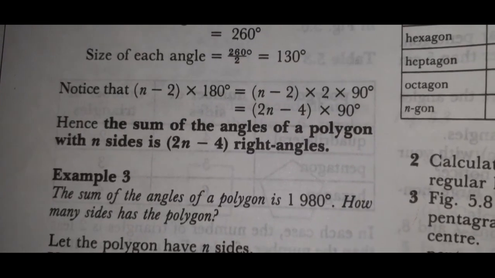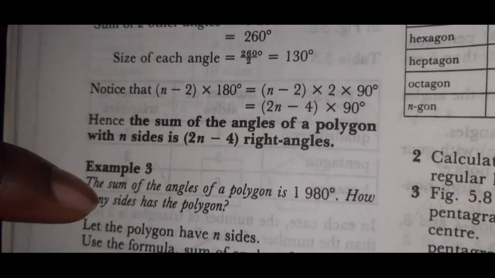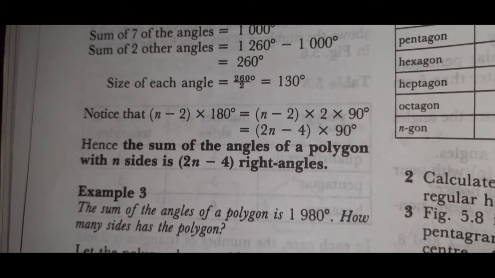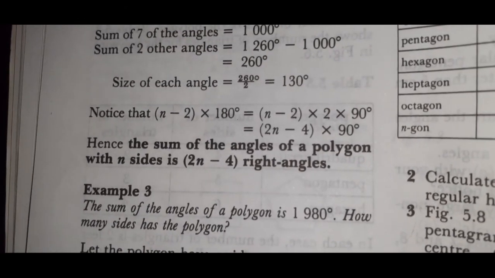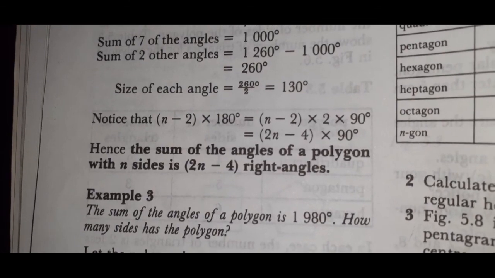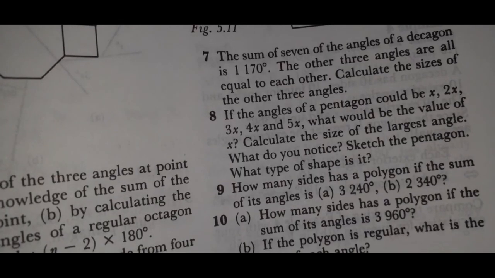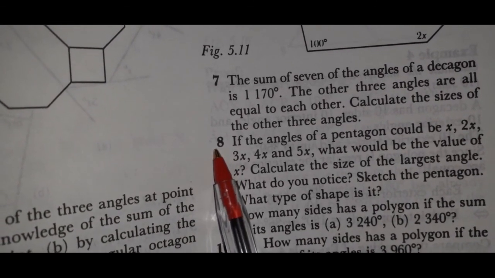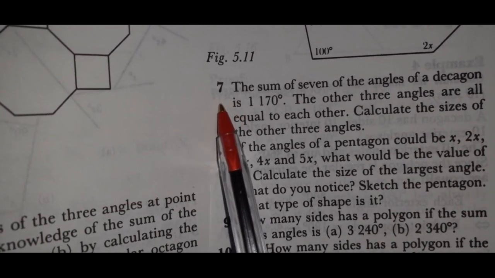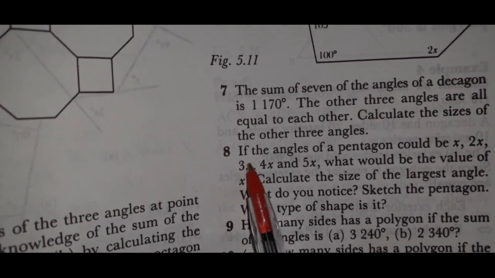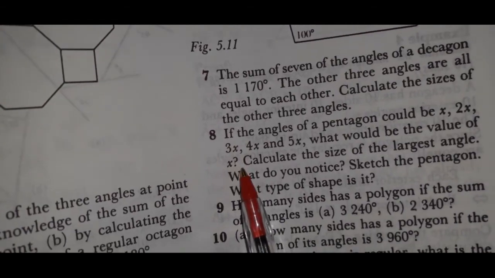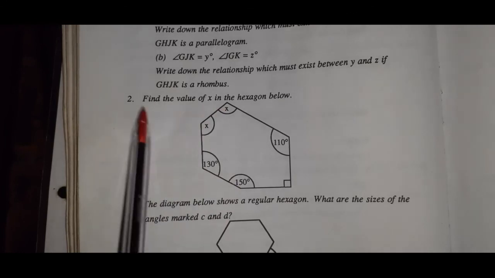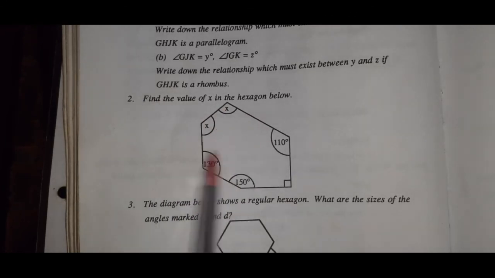Example 3. Copy this question here and work it out. Just this example 3. In your case, it's an exercise. All right, let's move on. Question 8, just question 8. If you look at question 7, you can also do it, but don't submit. I want question 8. Question 2, just question 2 here.